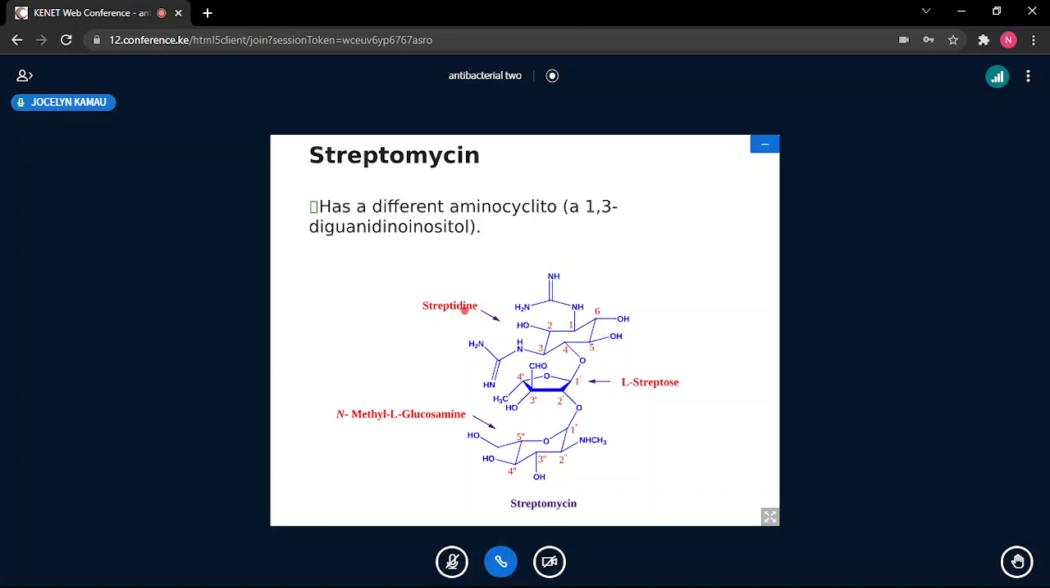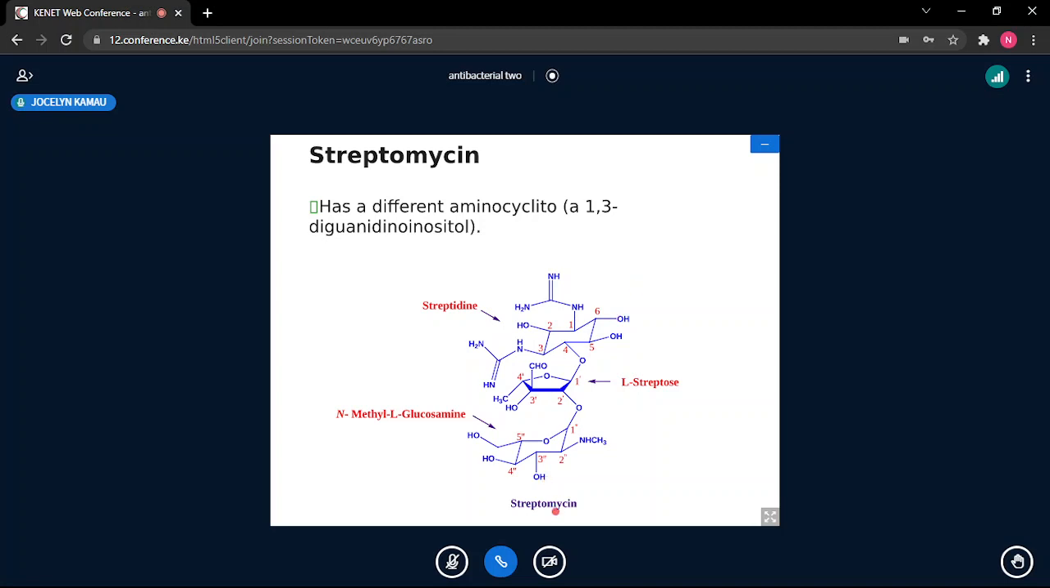I told you, in streptomycin the aminocyclito is streptidine. In the other ones, it is 2-deoxystreptamine. So this is, of course, streptidine. You can see it's 1,3-diguanidino. So you can see this is a guanidino moiety. So that's the other difference that you find in that drug.